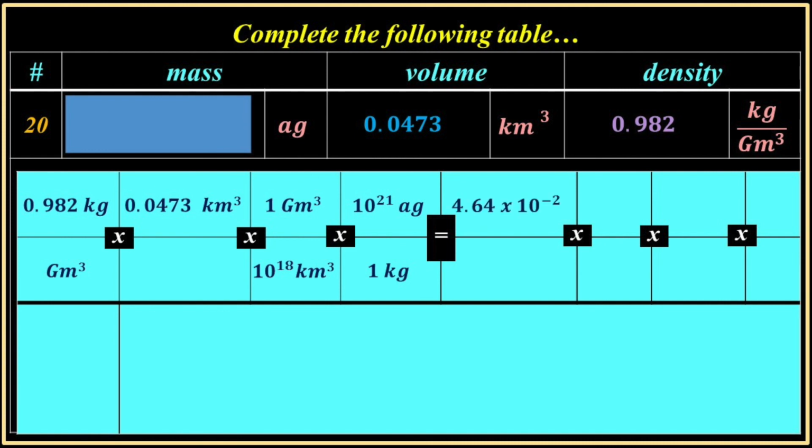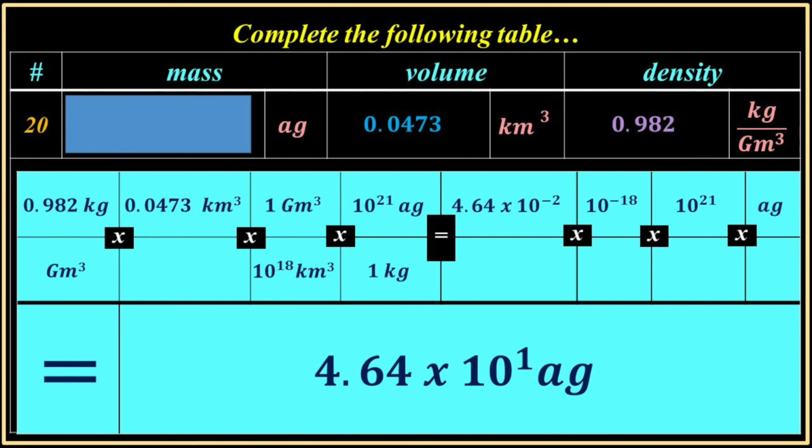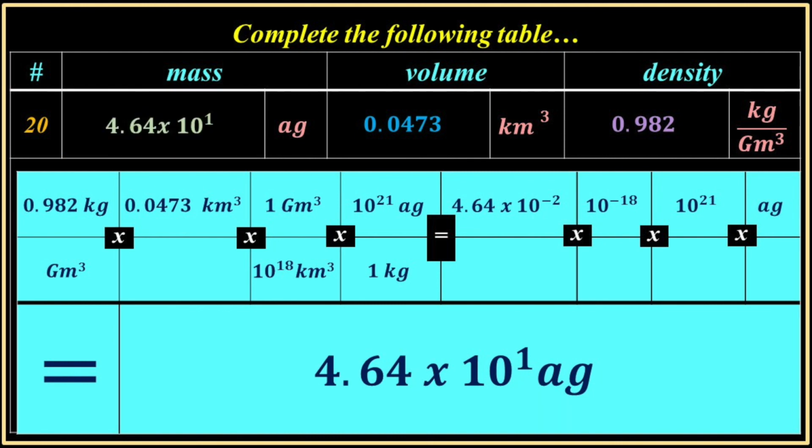Multiply the density times volume. Bring over the 10 to the negative 18th. Bring over 10 to the positive 21. And bring over the attograms. Multiply everything out. Put the equal sign in. And then put the answer. And you're done. 4.64 times 10 to the 1 attograms. And that's the answer. Good luck.